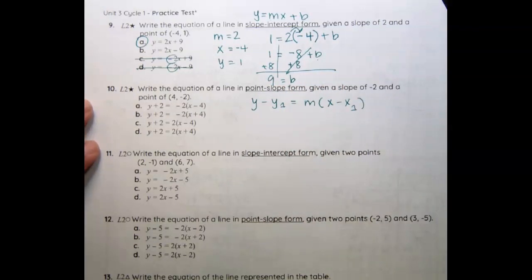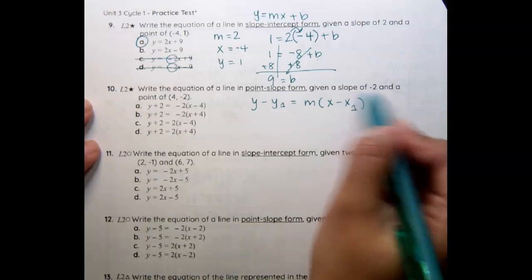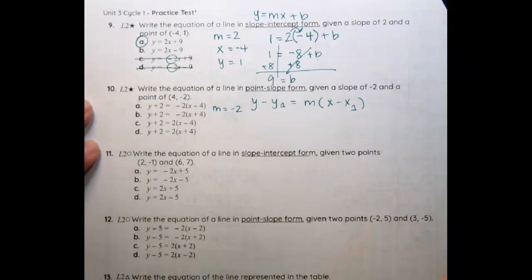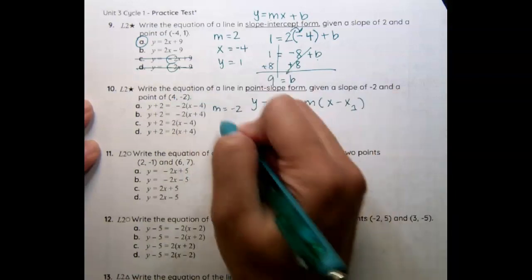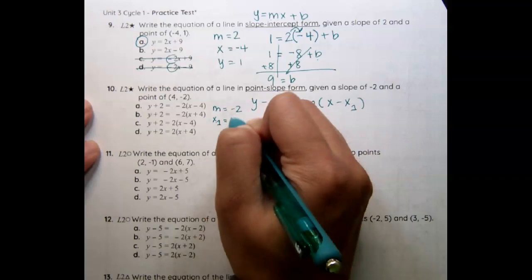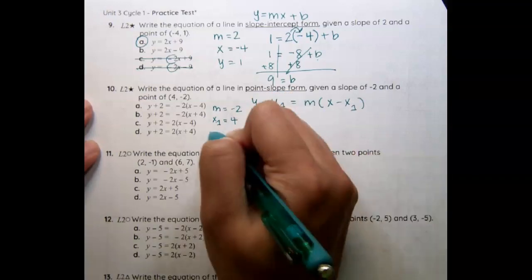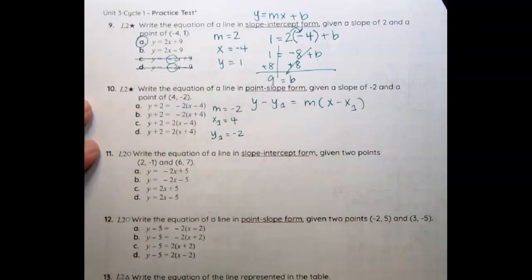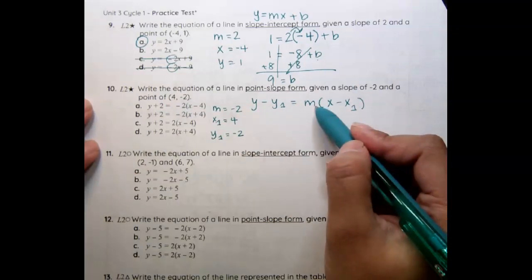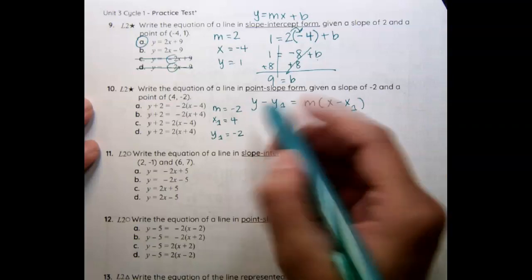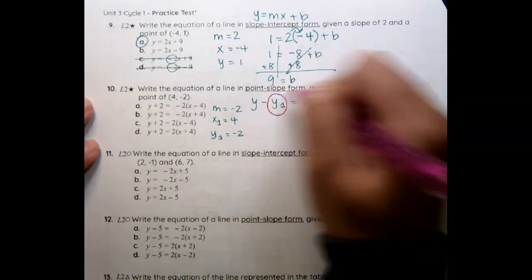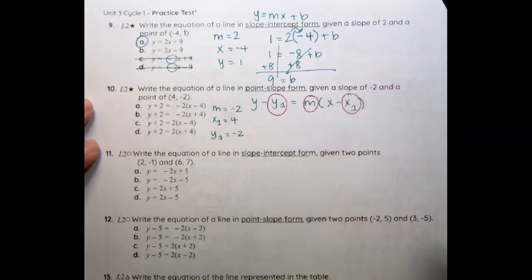Okay, so I'm going to write out all my information first. I know my slope is -2, so that means m equals -2. I know my x1 is 4, and I know my y1 is -2, and I just got that information from here. Well, if I just plug these in, I'm going to replace these three things, y1, m, and x1. Everything else is going to stay the same.